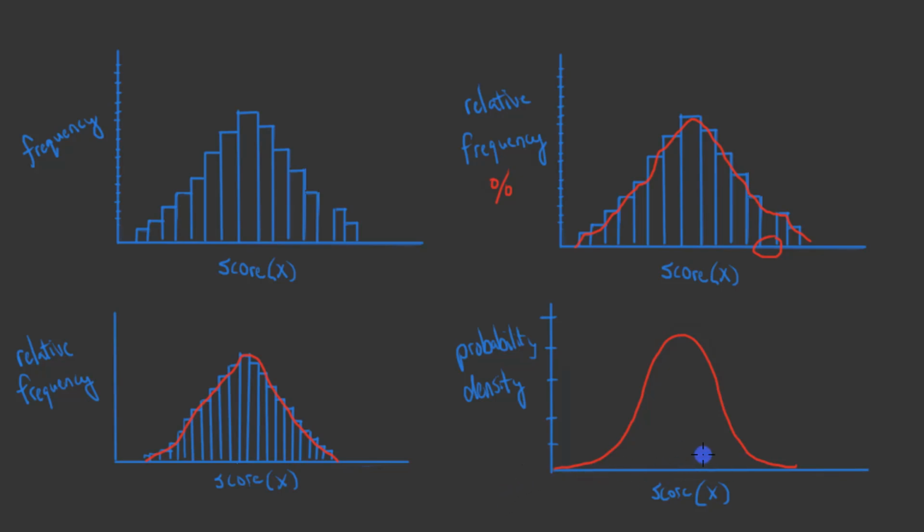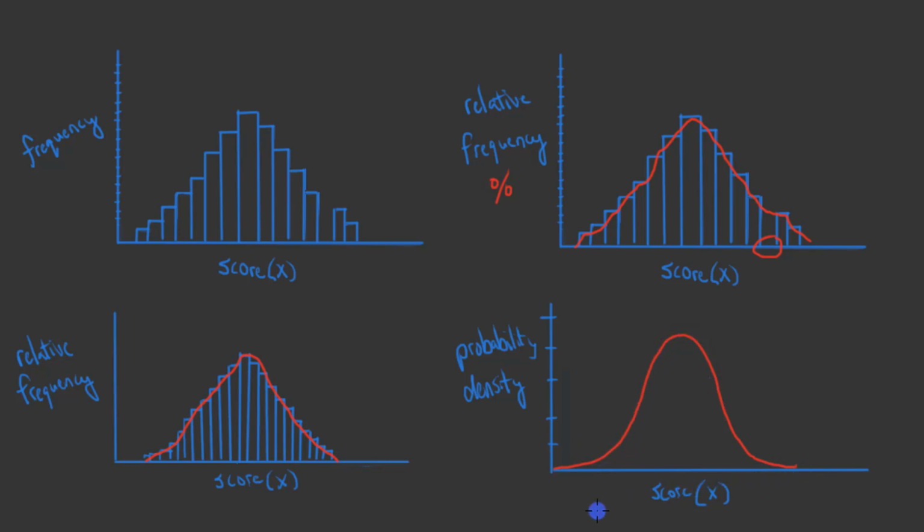The same is true for the x-axis. The probability is changing as we move across different scores for x. So I could take the same width of x on this x-axis, let's say 5 points for whatever my measurement is, and a 5-point range here may have a very low probability, whereas the same 5-point range in the middle of the distribution might have a much higher probability. And so that's really what the line is telling us.